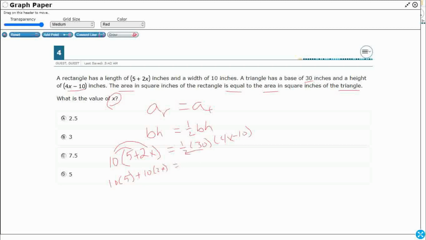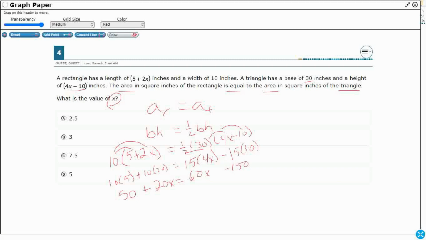I'm going to go ahead and just simplify that: 1/2 of 30 is going to make 15. So that's going to be 15. Then I'm going to distribute out this 15 to both of those, 4x minus 15, times 10. So let's just simplify. I've got 50 plus 20x equals 60x minus 150.